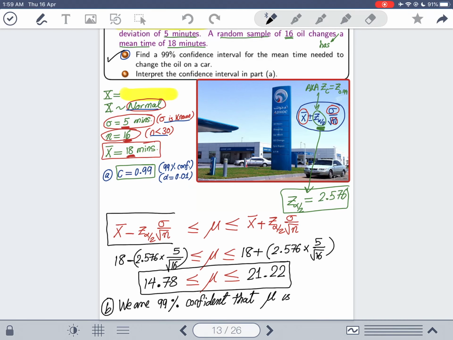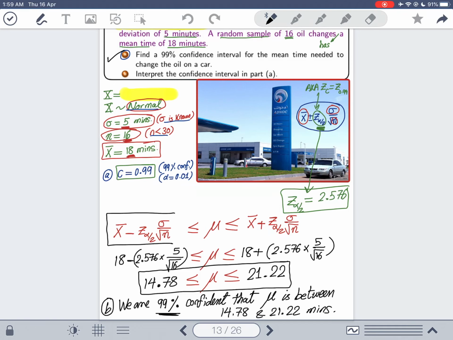So this is between the 2 values that you found, 14.78 and 21.22 minutes. It's better to write minutes when you are interpreting the result. So even here, you'll say 14.78 minutes. Okay, so it's between these 2 numbers, and you are 99% confident in what you're saying.